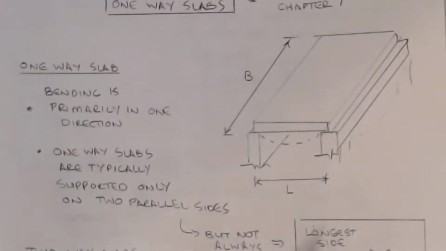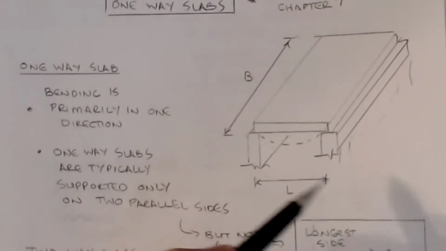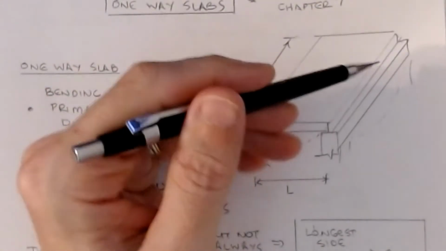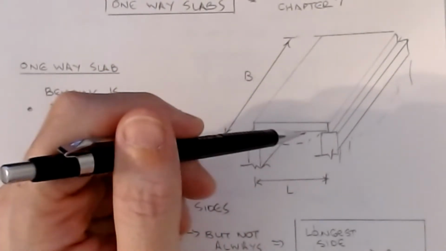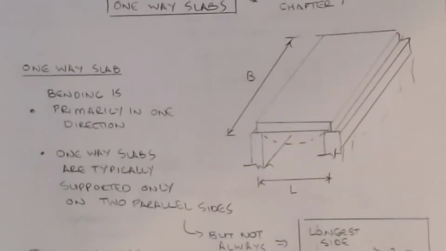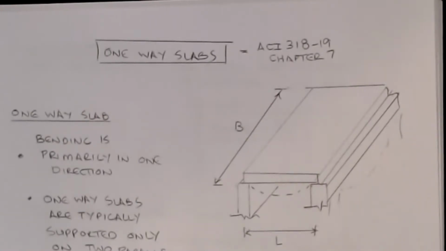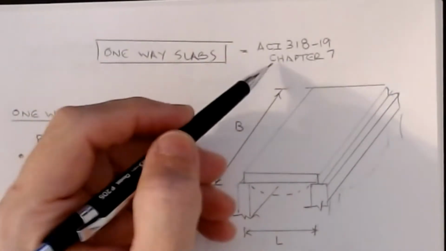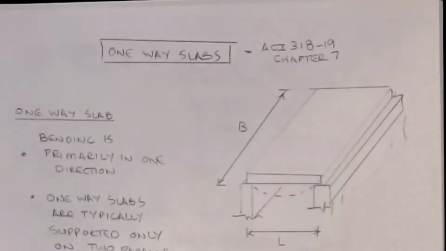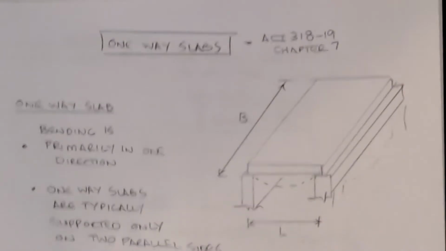If it's a perfectly square slab, then I clearly get bending in two directions. But what if it's longer in one direction and shorter in another? Well, in those cases, we can start to say that that's one-way behavior, but we've got to be a little bit more careful about it. In the way the ACI code sets us up, the one-way slab provisions are located in ACI 318-19, Chapter 7, up toward the front of the book, in the structural elements, and then there are requirements scattered throughout, which I'll try to point out in this video.